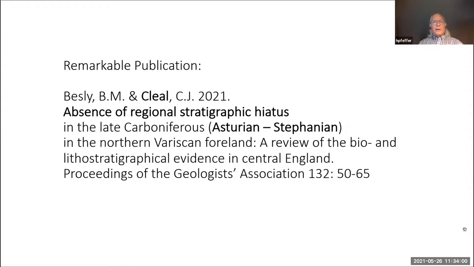Secondly, there is a remarkable publication just out by Besly and Cleal: The absence of regional stratigraphic hiatus in the late Carboniferous Asturian-Stephanian in the northern Variscan foreland. So in other words, publications are now appearing that point out that there is no gap in other places. And I have not observed a gap where I have been working here in the Appalachian Basin. There is a facies change, a dramatic facies change, which indicates climatic change. So something was happening.